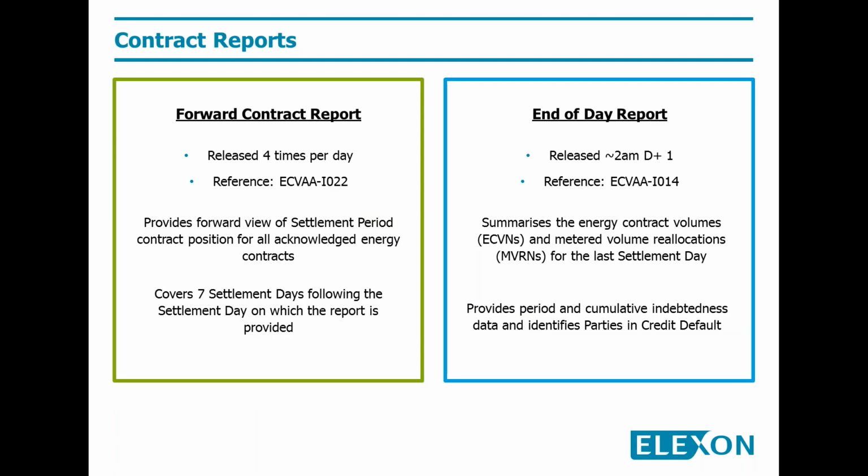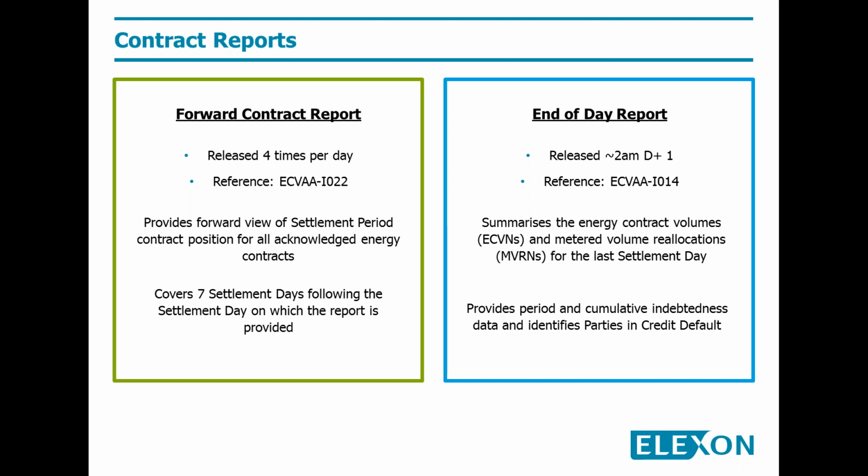Okay, so you've agreed these contracts between you and other parties. How can you make sure that that information has gone through and been correctly received by ELEXON? You'll receive two contract reports. A forward contract report, which is the ECVAA IO22 report. And again, as the name suggests, this gives you a forward view of your contract position for 7 days out from the day the report is provided.